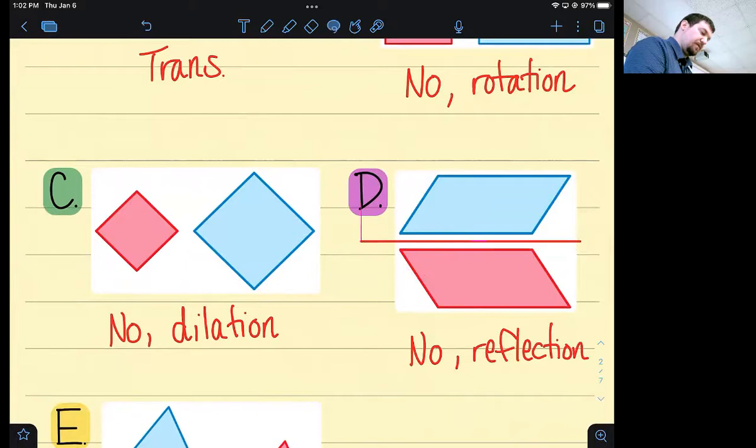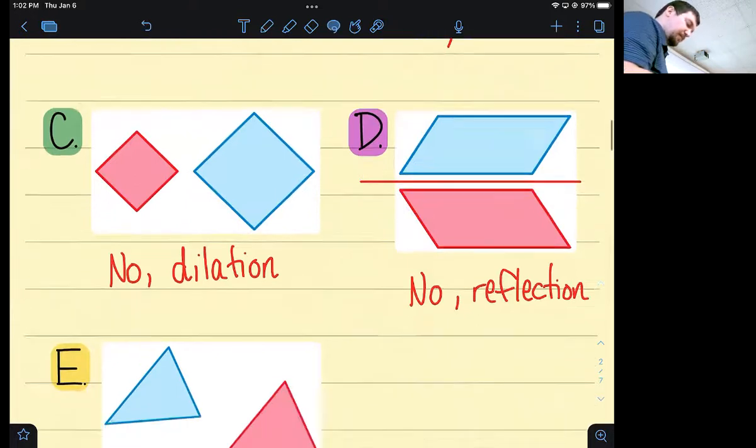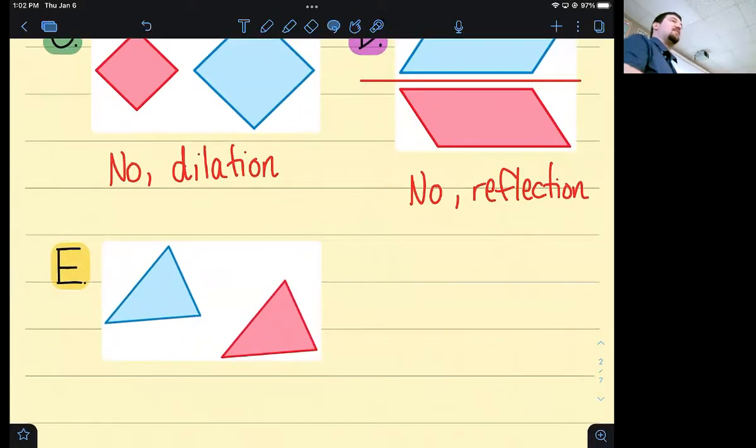Should be more closer to the middle. You're right there. Right. What about example E? Is that a translation? Yes. Yes, it is.